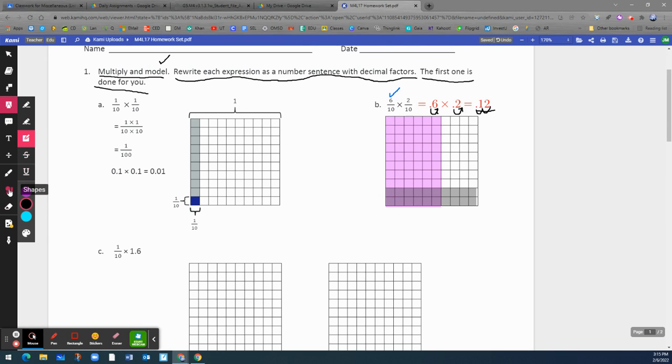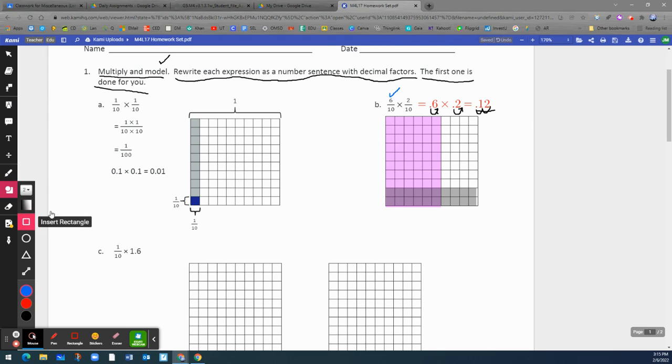And now I can see that this answer must show 12 hundredths. And if I show this, it's going to be 2, 4, 6, 8, 10, 12 out of 100, which is the whole thing. One last thing I would like you to do is show your work.